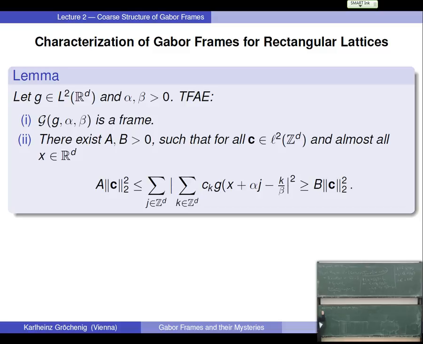So, it's actually, nowadays, a corollary. It used to require long papers to prove this. So, we take a window g in L2, and α, β positive. The lattice is now a rectangular lattice. So shifts by multiples of α, modulations by multiples of β. And the following conditions are equivalent.